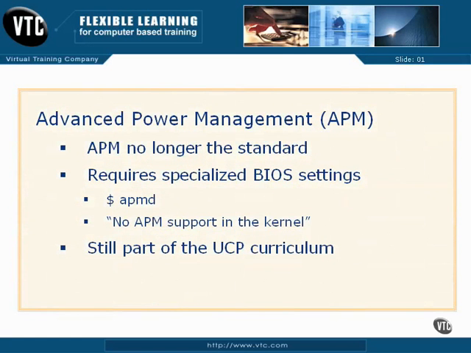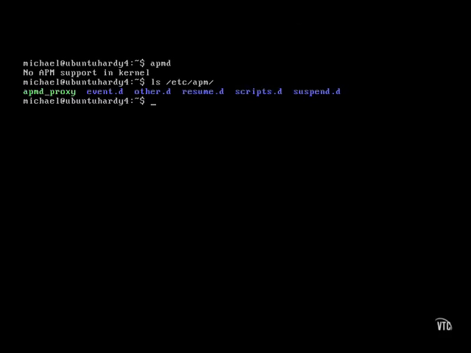Despite the name, Advanced Power Management is no longer the standard. One of the issues with APM, which is the acronym for Advanced Power Management, is that it requires specialized settings in the BIOS. On the latest Ubuntu systems, the apmd command returns the "No APM support in the kernel" message. In other words, on the standard Hardy Heron release, APM can't be enabled unless you make strange modifications to the kernel.